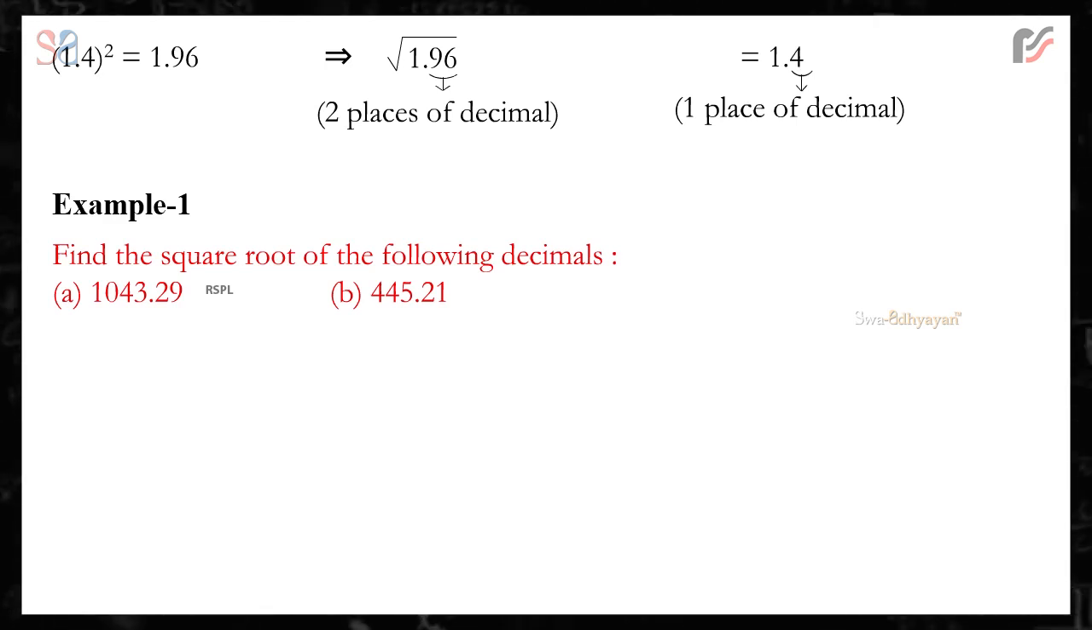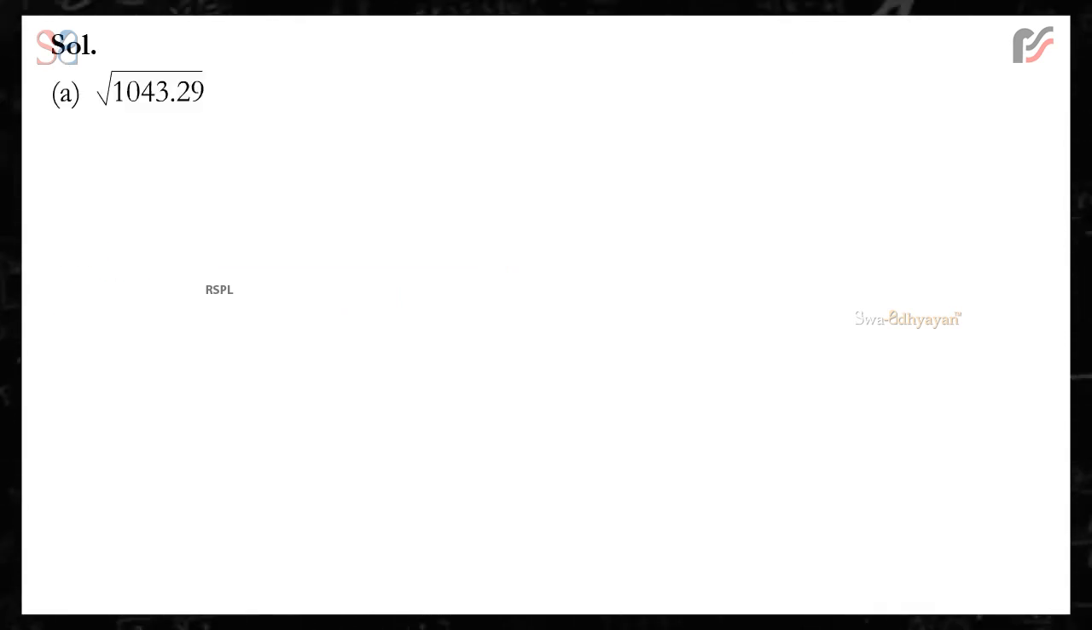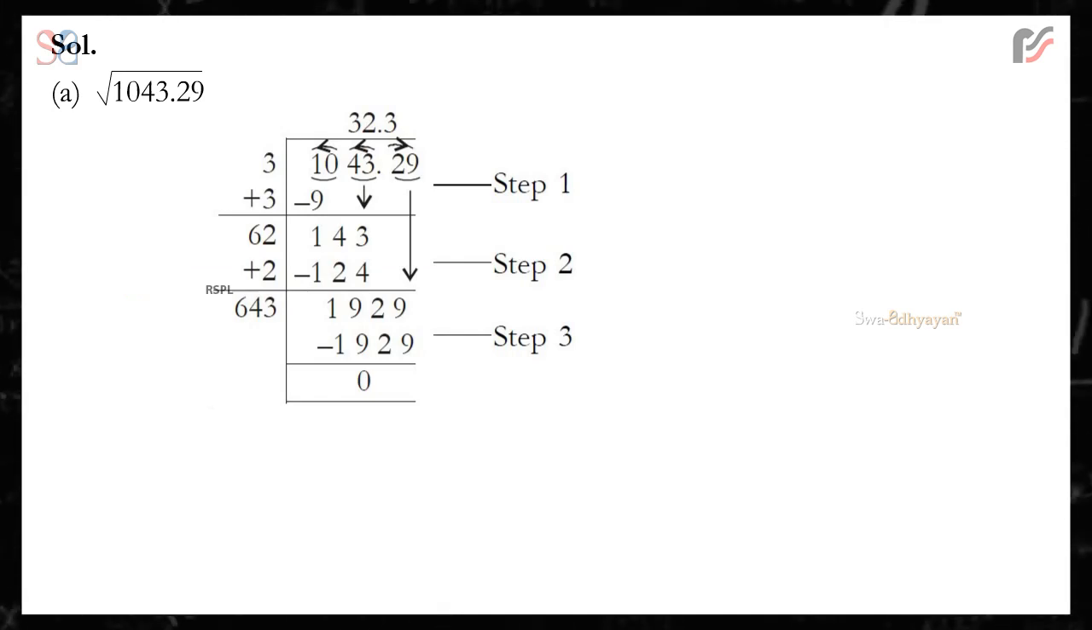Example 1. Find the square root of the following decimals. A. 1043.29. B. 445.21. Solution. A. √1043.29. This is shown as follows. Therefore, √1043.29 is equal to 32.3.